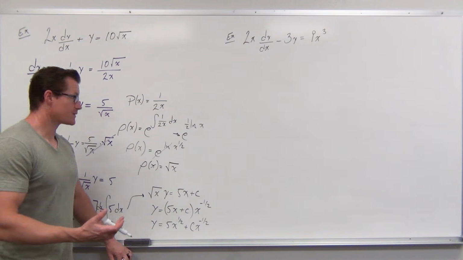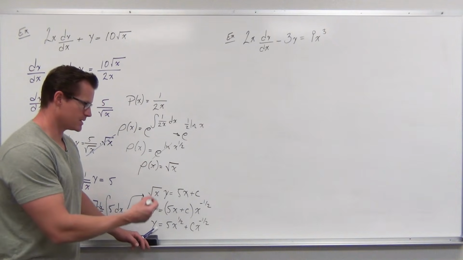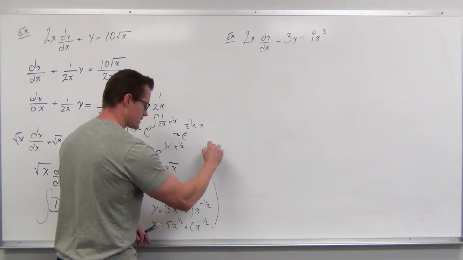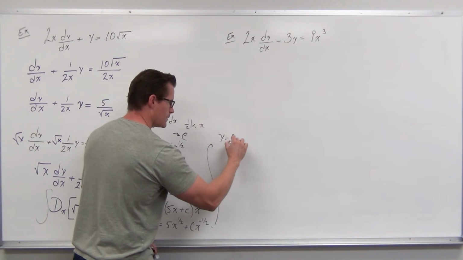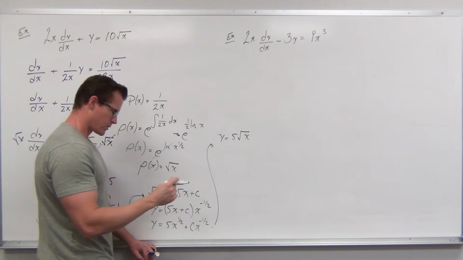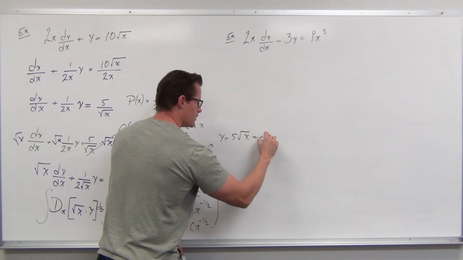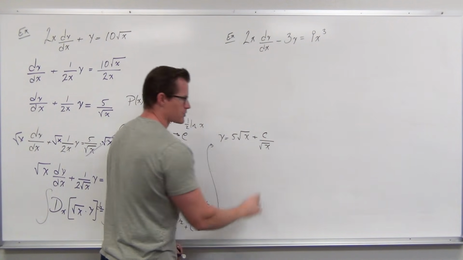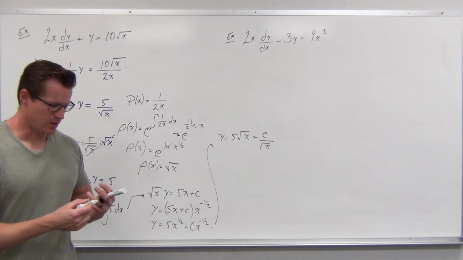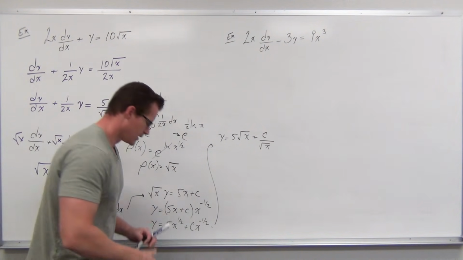If you want to write it a little bit differently, I suppose you can. This would not be a big deal, but you could write this as 5 square root x plus c over square root x. And you can rationalize the denominator, but if you see that, you could get that one as well.